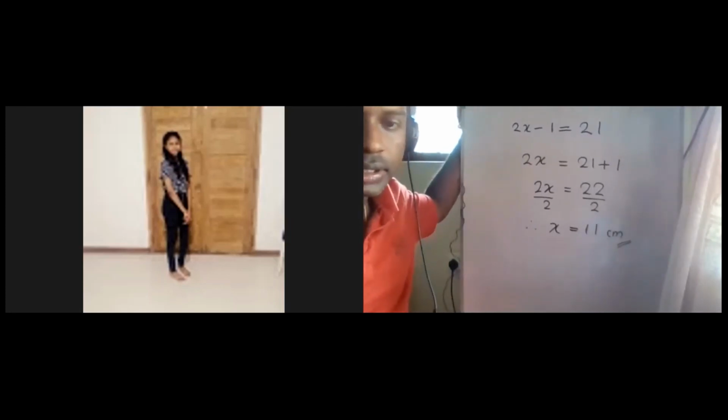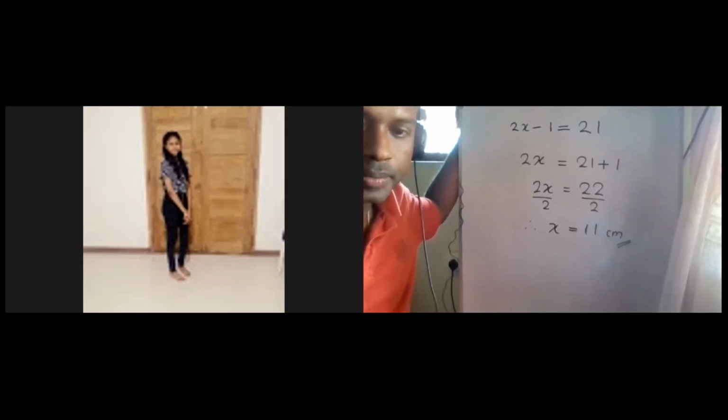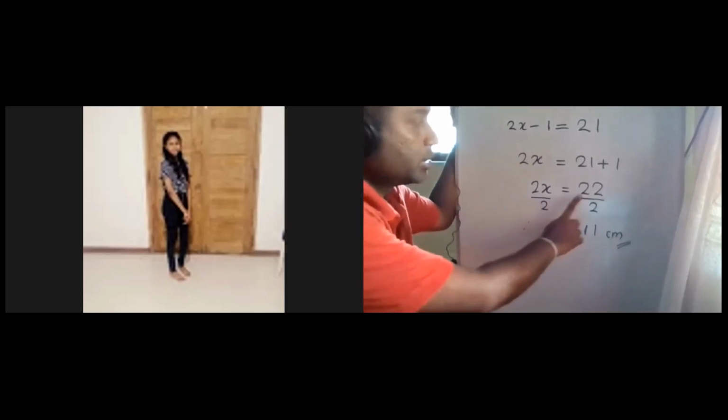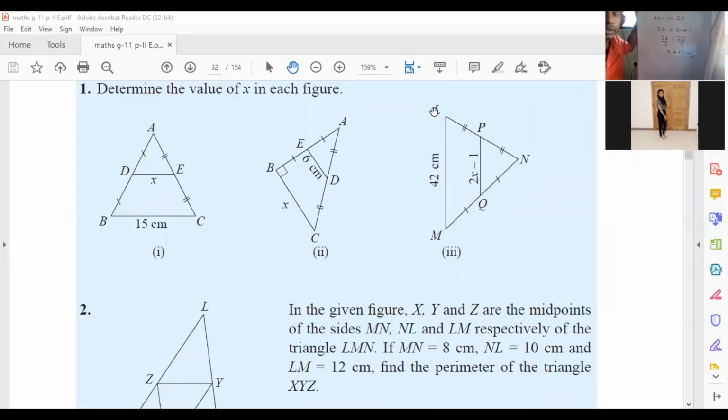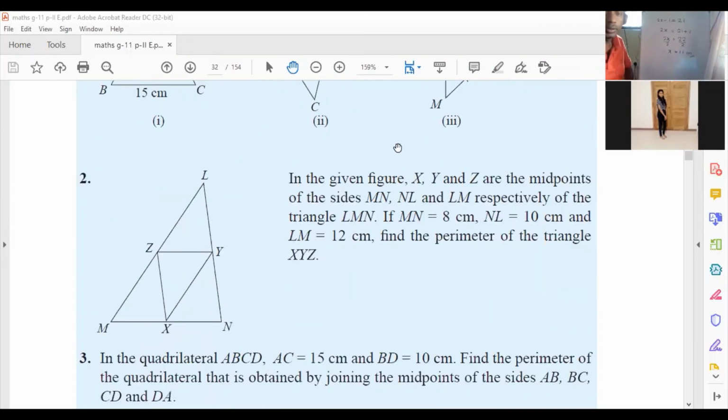Is it clear? Yes, sir. Then you can calculate the x value like this. 2x equals 22, so x equals 22 divided by 2. Then x equals 11 centimeters, right? Okay.